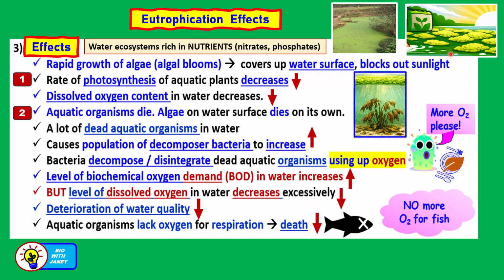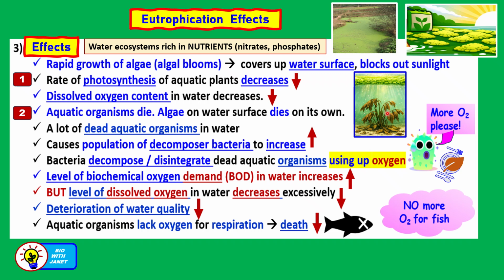And there are two effects that happen. Number one, it will block out the sunlight. That is the first effect. When it blocks out the sunlight, then a chain of events occur. The rate of photosynthesis of these aquatic plants that are submerged in the water will decrease because of lack of sunlight. So due to lower photosynthesis rates, less oxygen is produced through photosynthesis. So the dissolved oxygen content in the water will decrease when the rate of photosynthesis decreases.